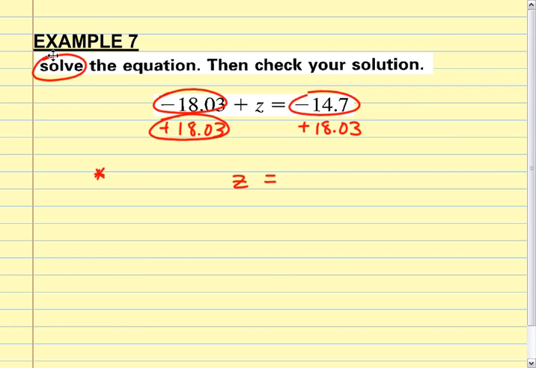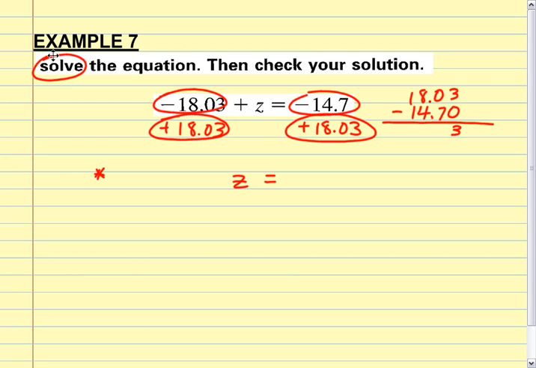But now I've got negative 14.7 and positive 18.3. Well, what do you think? We have to subtract 14.7 from 18.3, right? Remember, when we're adding and subtracting decimals, we always line up the decimal point, okay? Now, when I subtract, what do I get, Cedar?